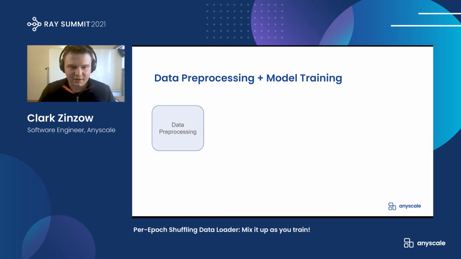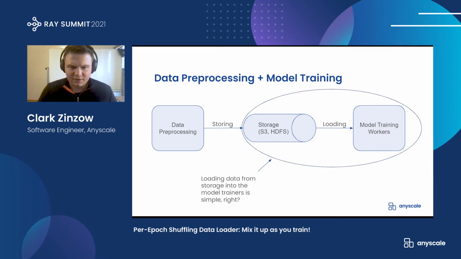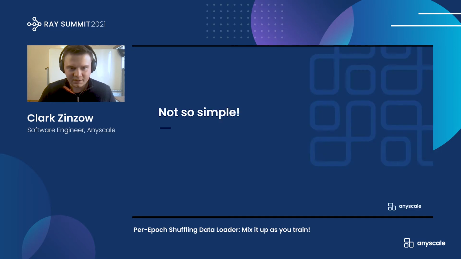To dive in a little bit more into this interaction, typically you store your data in some intermediate storage, such as S3 or HDFS, and then you load it from that store when you are starting to train your model, and you are going to load it from that store often at the start of every epoch. So what's the big deal? Why do we need a shuffling data loader? Loading data from a store is super simple, right? You just read it. That's it, right? Not so fast, not really.